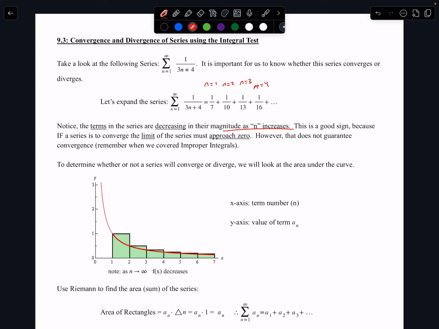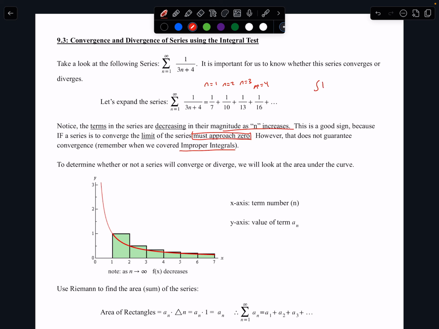And that's what we said in my previous video. If a series is to converge, the values of that sequence must approach zero. However, this does not guarantee that a series will converge. We talked about this when we covered improper integrals. Just because values get smaller doesn't mean it will converge. And we saw that with 1 over x.